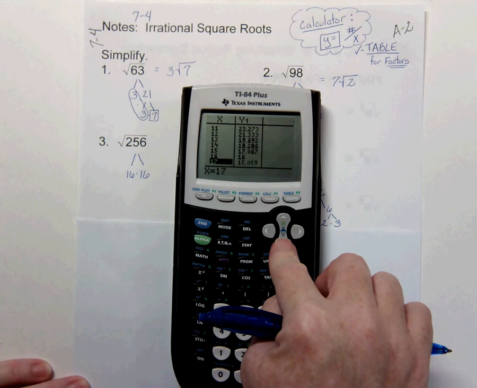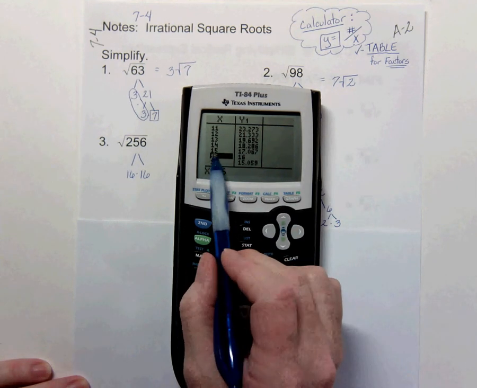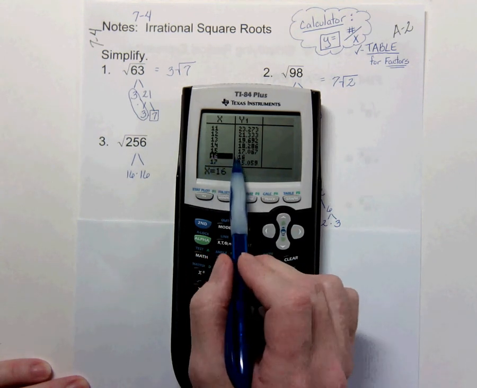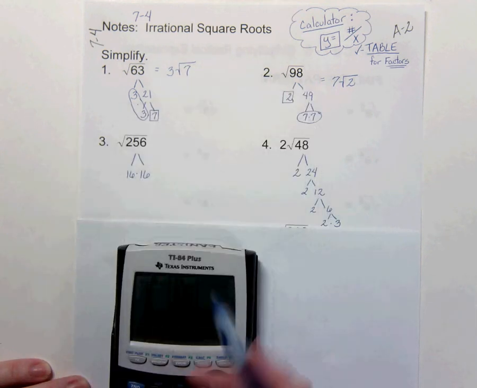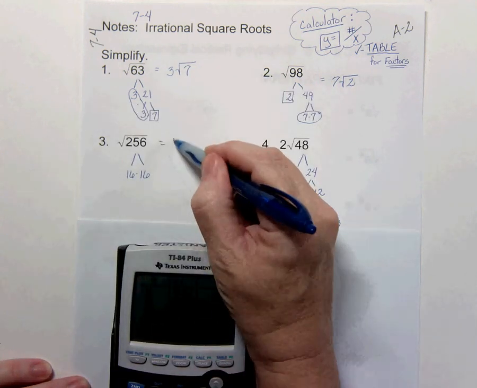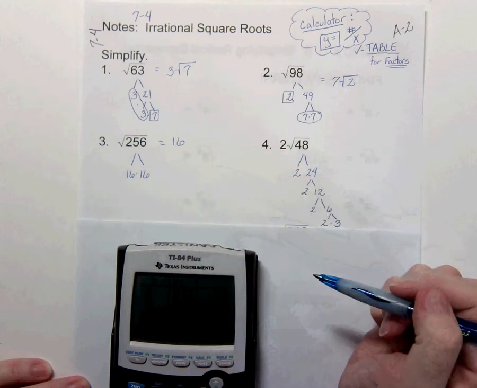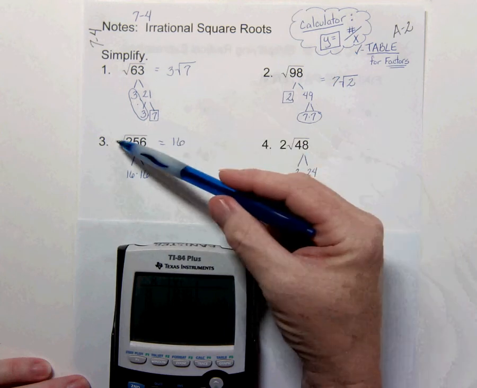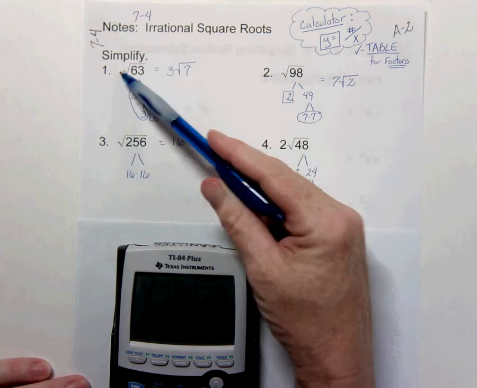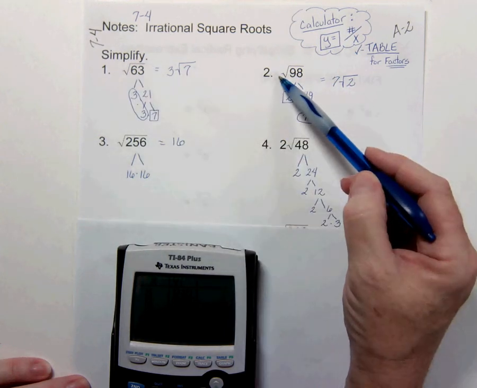But if you do want to scroll through, you will actually see a perfect square. 16 times 16 is 256. So this answer just becomes 16. It is a perfect square. Okay, now you're getting into all of these just had nothing outside the radical sign, so that's understood to be a 1.